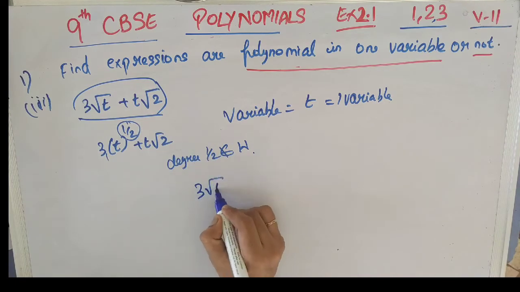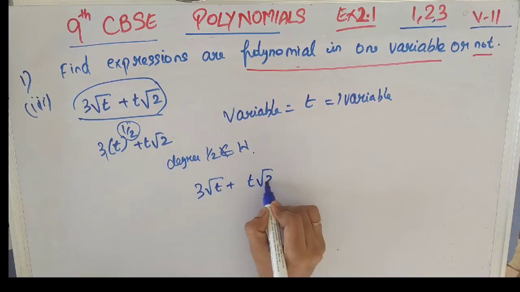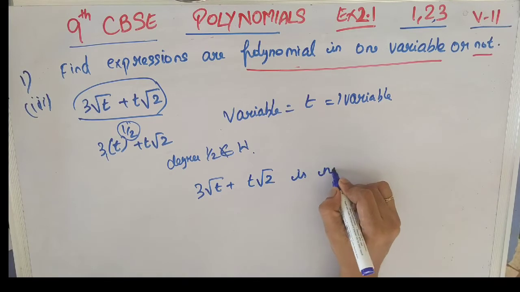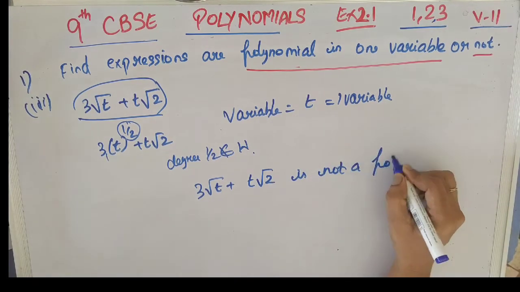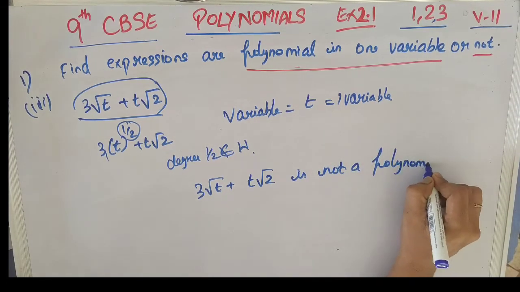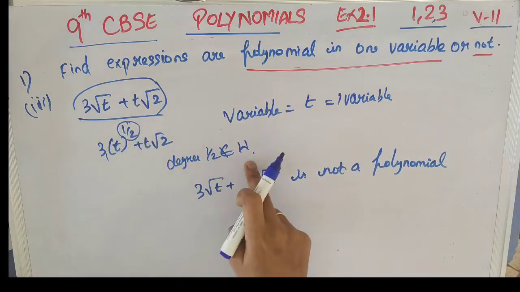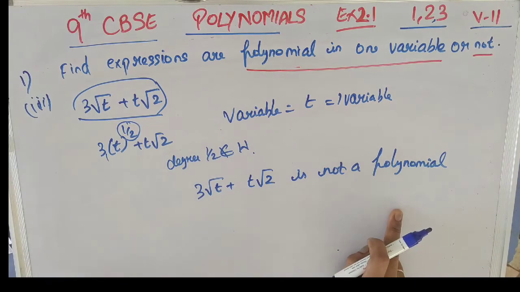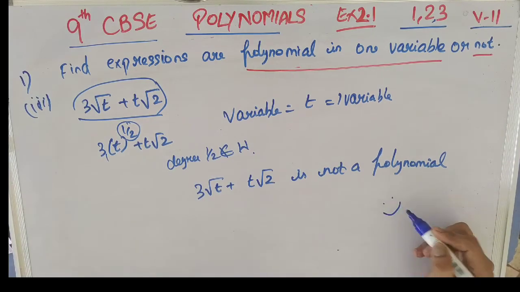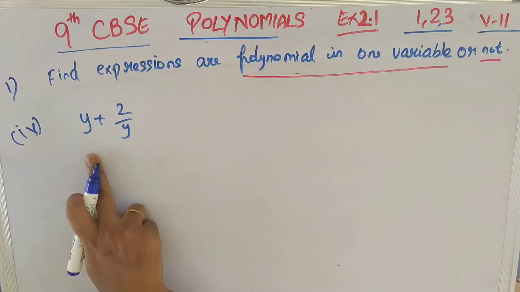Okay, therefore this is not a polynomial. The 3 square root of t plus t square root of 2 is not a polynomial. Okay? Clear? I have already said that the degree of a polynomial should be a whole number. Here it is not. So therefore it is not a polynomial.